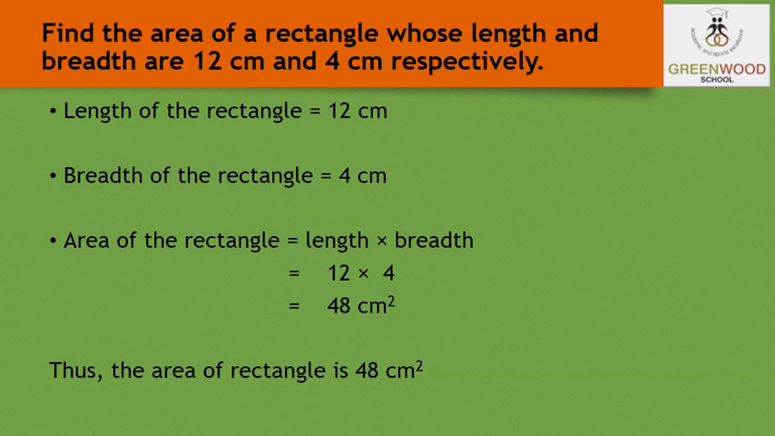Area of rectangle is equal to length into breadth. Substitute the value of length and breadth as 12 and 4 respectively. 12 fours are 48 centimeter square would be the area of rectangle. Here, centimeter square is the unit of area. Thus, the area of rectangle is 48 centimeter square.